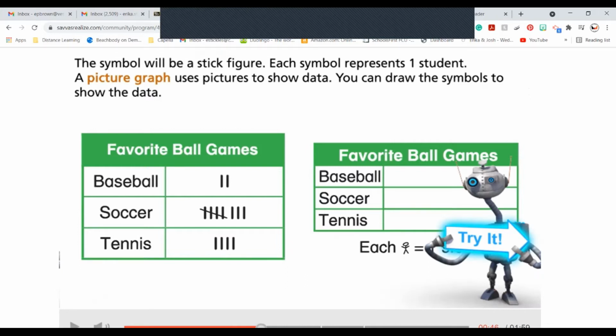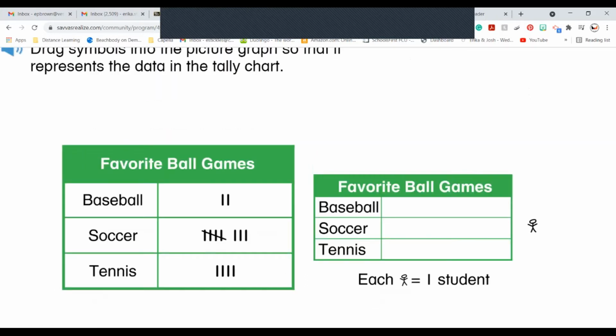Let's try it. It says drag symbols into the picture graph so that it represents the data in the tally chart. So we have two students who chose baseball as their favorite ball game. So I'm going to take two of these little pictures, these little symbols, and drag them into the picture graph. So there's two here and two here.